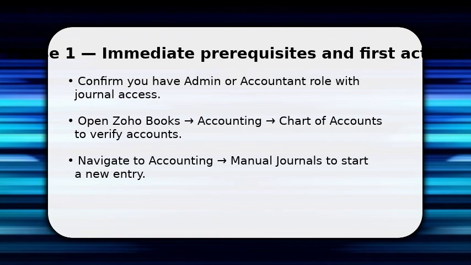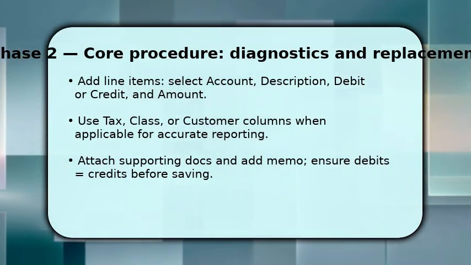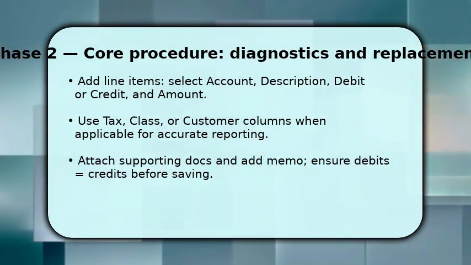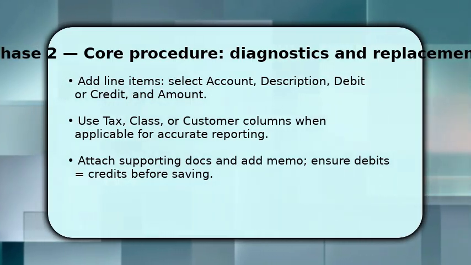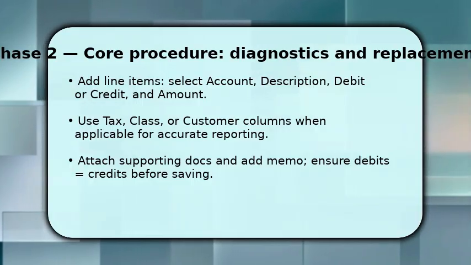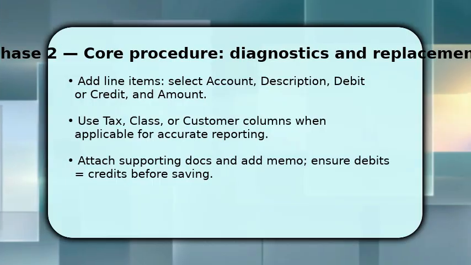Now you enter the transaction lines, select each account, add a clear description, and input debit or credit amounts. Make sure you include tax or class fields if the journal affects sales tax or departmental reporting. Attach supporting documents and set a memo to explain the reason for the adjustment.